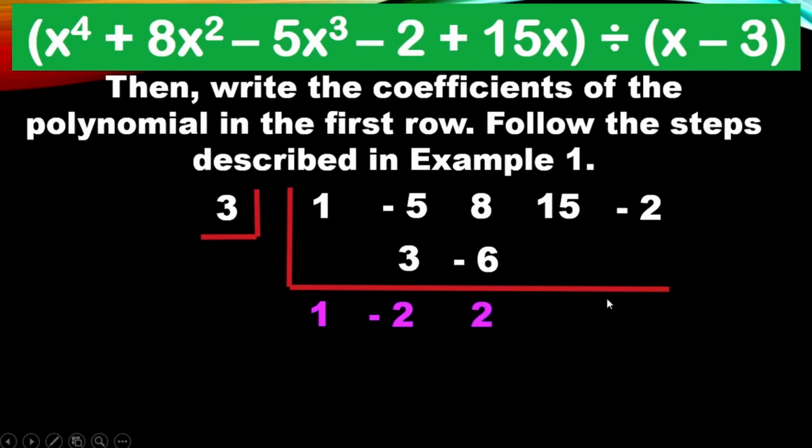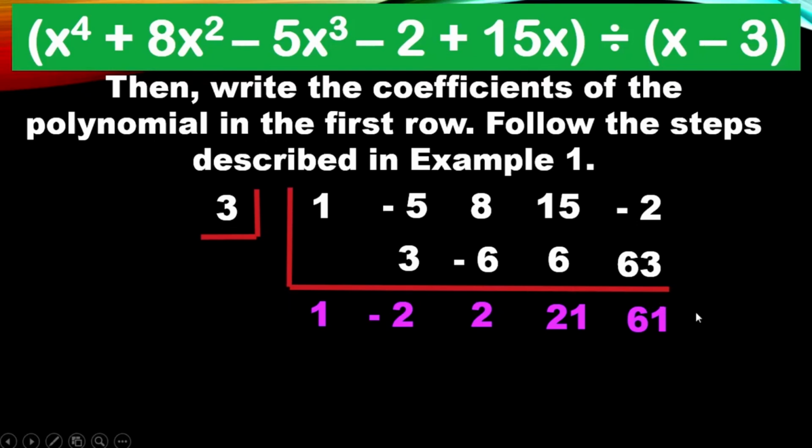2 times 3 is positive 6. And 15 plus 6 equals 21. 21 times 3 equals positive 63. So, negative 2 plus 63 equals 61. So, we have 1, negative 2, positive 2, positive 21, and positive 61. So, ito yung magiging quotient natin or tinatawag nating Q of X.